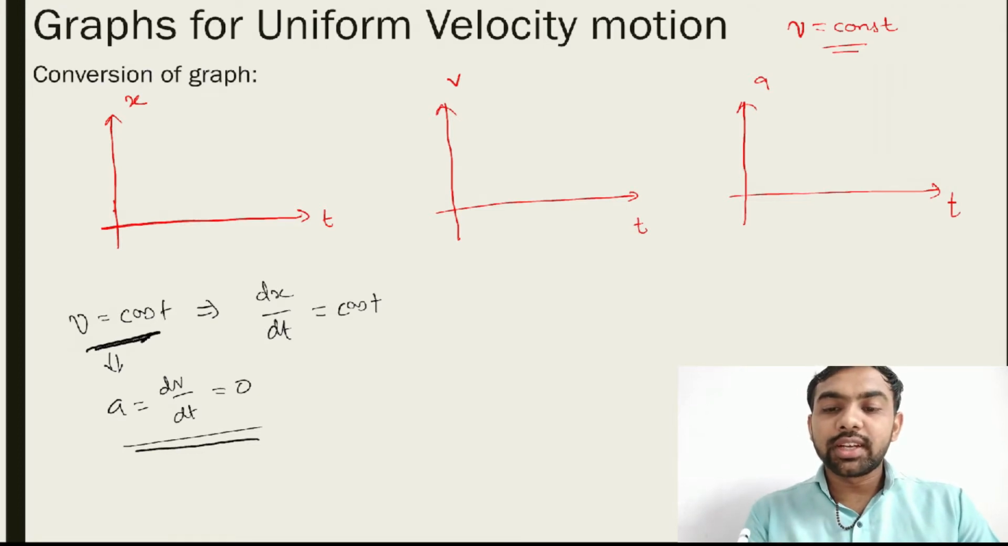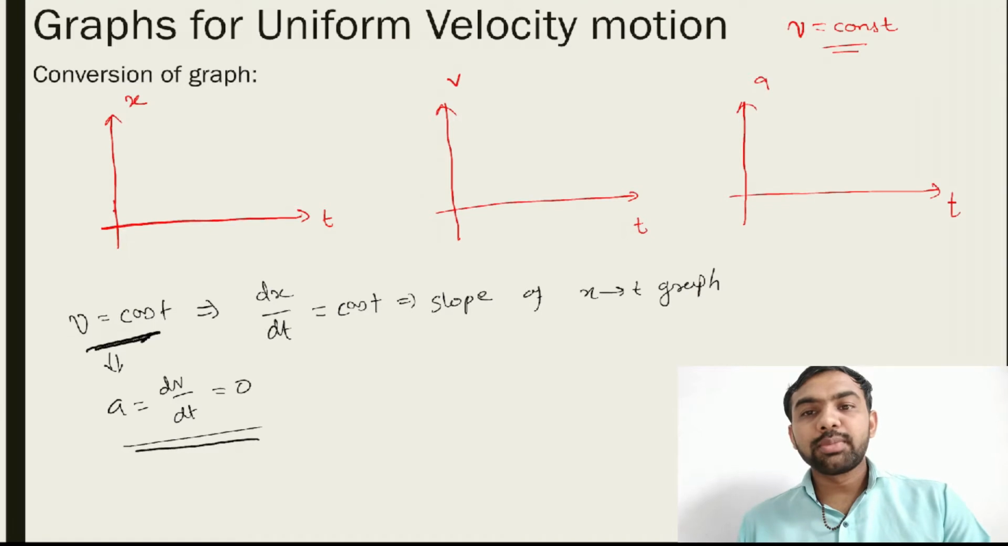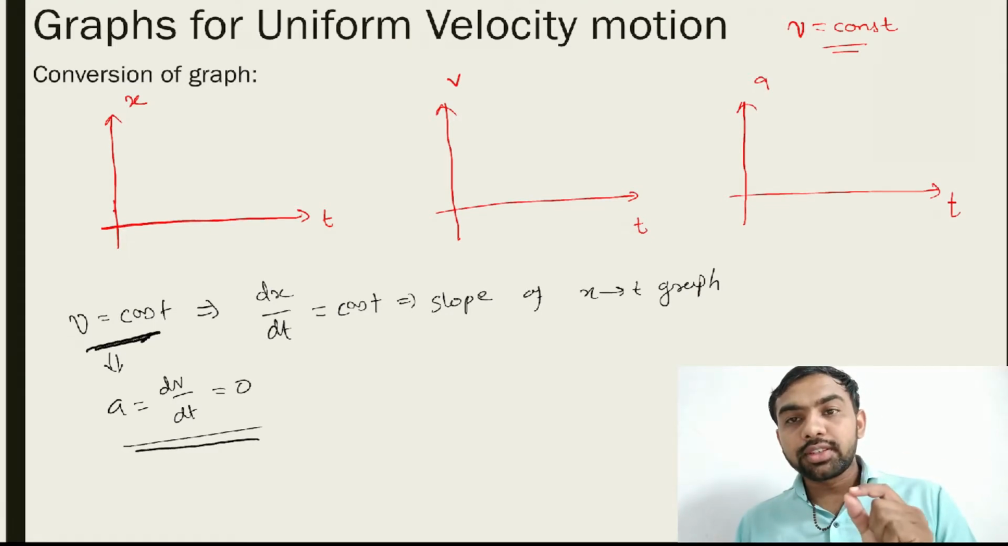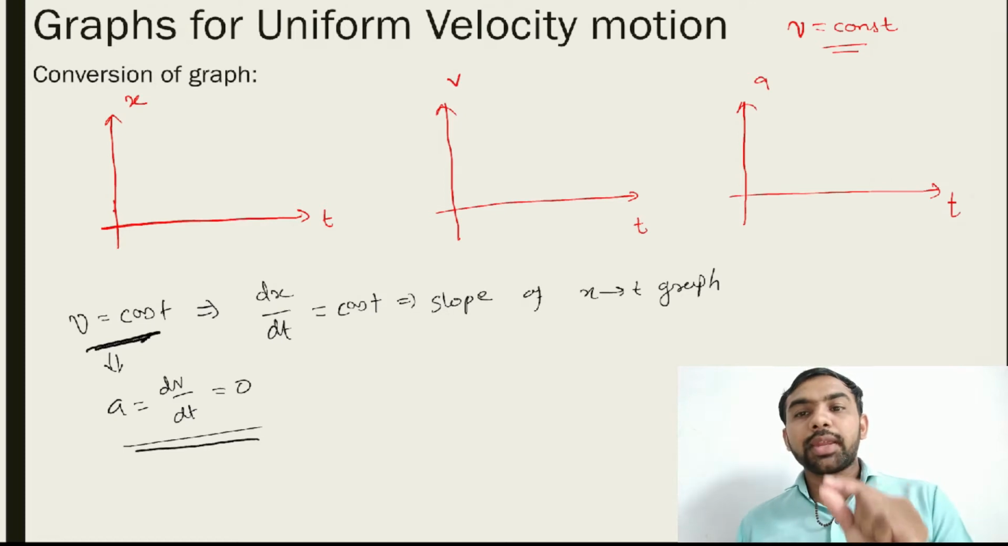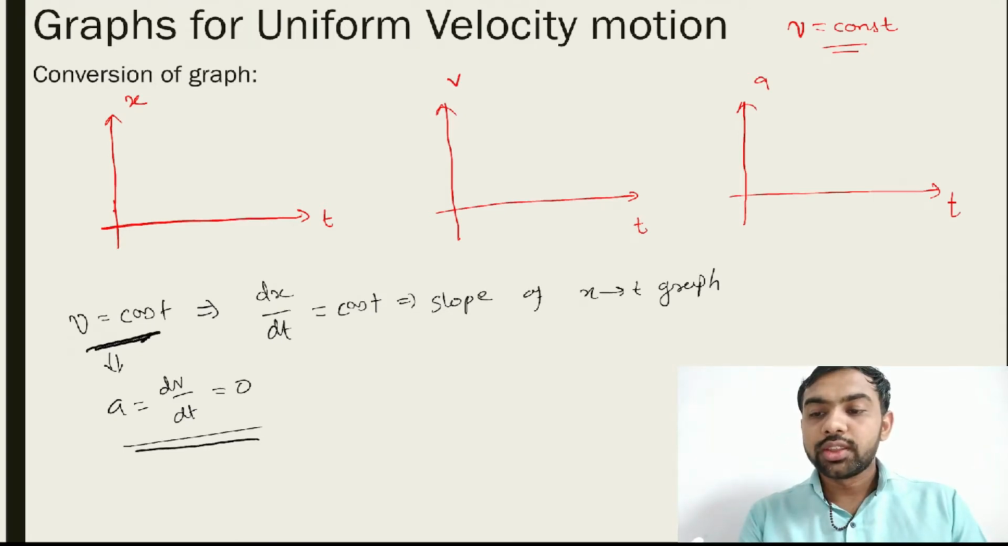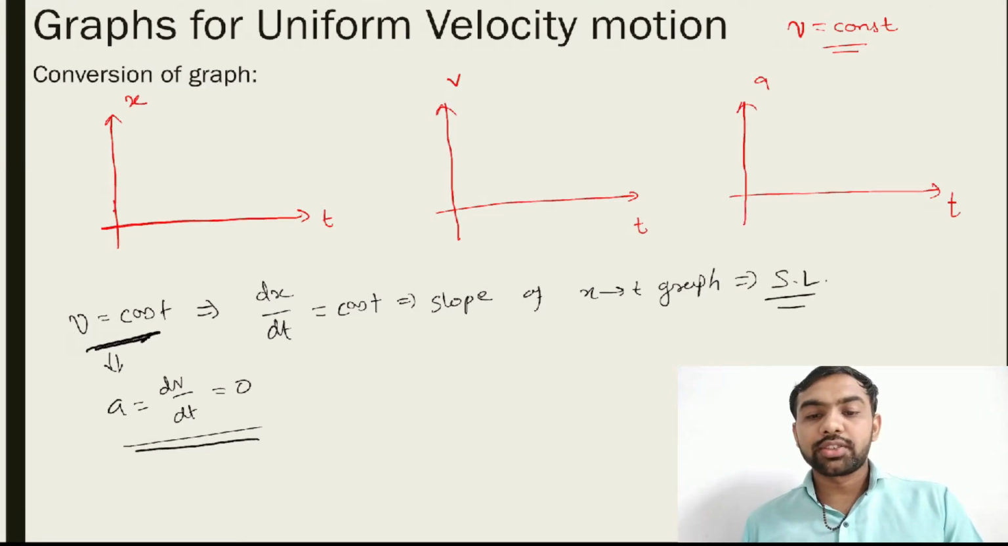So if v is constant, then dx by dt is constant. And what is dx by dt? That is the slope of the x versus t graph. dx by dt means the slope of the x versus t graph, which means the x versus t graph is representing a straight line. For uniform velocity motion, the x versus t graph represents a straight line.